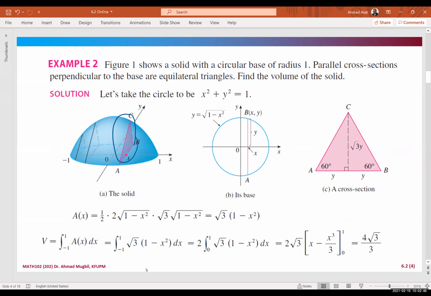You need to draw the base on the XY plane to find the relationship between the variables that you have, and then you know how to find the area of the triangle. After finding the area, of course, you will integrate it. We have done this in the previous classes. So this is when you have any cross section.